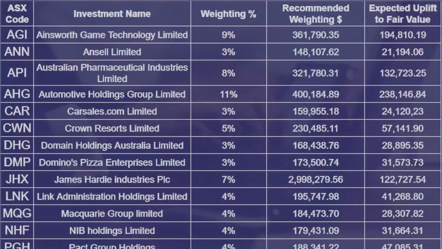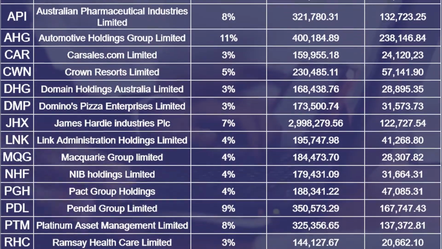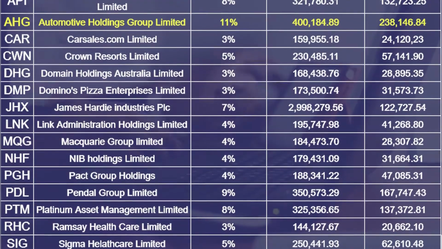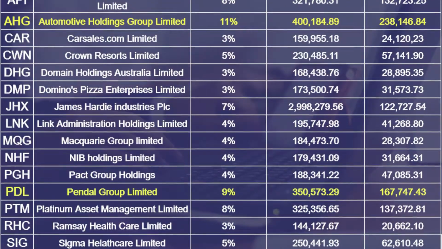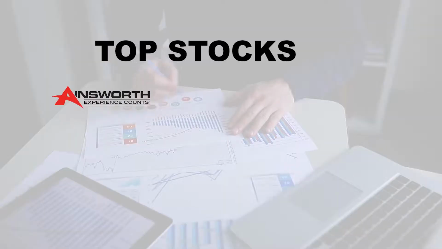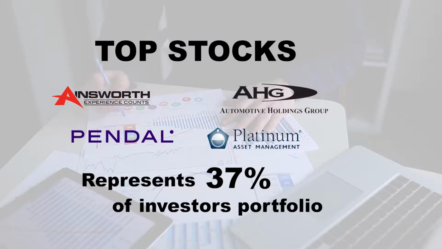What you'll see here is that with Ainsworth, we're just going to look at these 4 stocks because they've got the most upside. We're looking at Ainsworth, and we've given a weighting of 9% of the 100% of the portfolio to that. We've then looked at Automotive Holdings Group, and we've given an 11% exposure to AHG. We've looked at Pendal Group, which is at 9%, and Platinum Asset Management, which is at 8%. Those top 4 stocks actually represent 37% of our investors' portfolio.